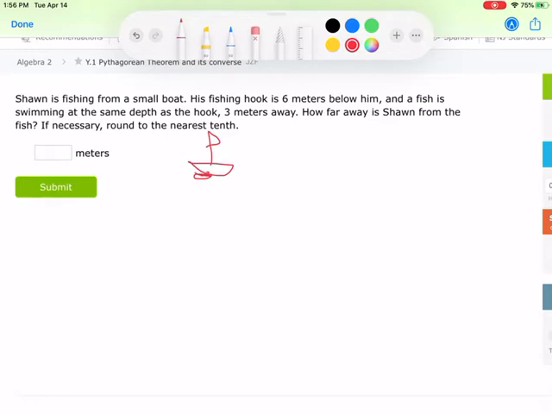His fishing hook is 6 meters below him, and a fish is swimming at the same depth as the hook 3 meters away. So here's his fishing line. Hook 6 meters below him. That's 6. And a fish is at the same depth, just 3 meters away. Hello, I'm a fish over here. How far away is Sean from the fish? So that's going to be that guy right there. There's our x right there.